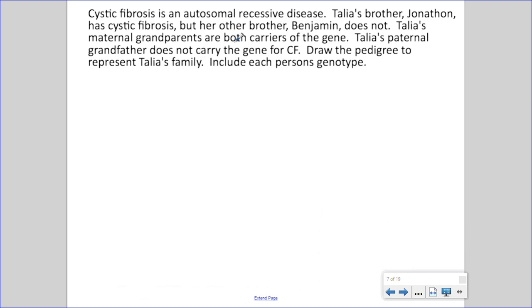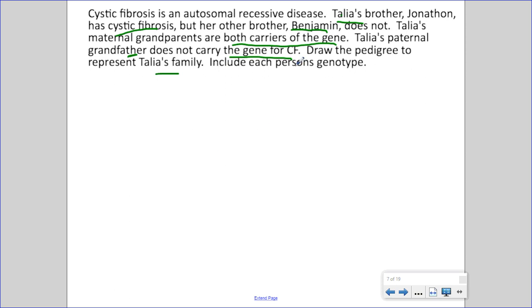So we'll build our own pedigree in the following example. We're told that cystic fibrosis is an autosomal recessive disease. Talia's brother Jonathan, we're told, has cystic fibrosis, but her other brother Benjamin does not. We're told that Talia's maternal grandparents are both carriers of the gene, and Talia's paternal grandfather does not carry the gene for cystic fibrosis. We're asked to draw the pedigree to represent Talia's family, and to include each person's genotype as best as we can.